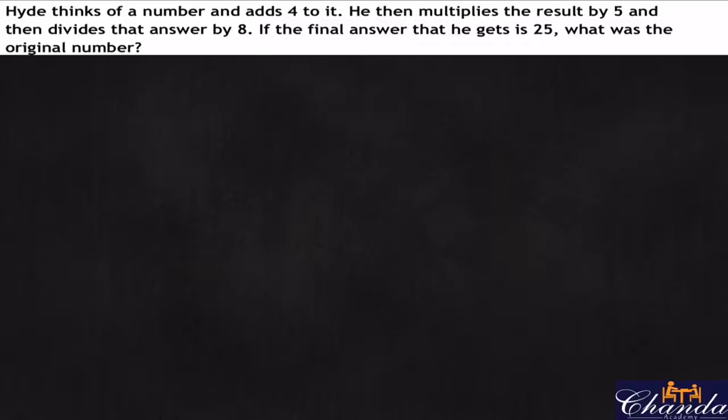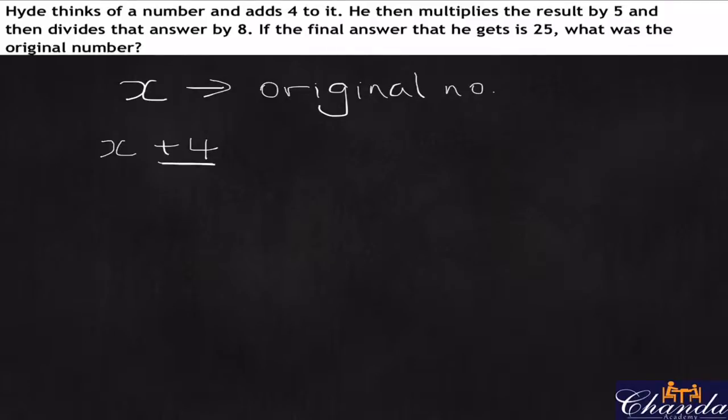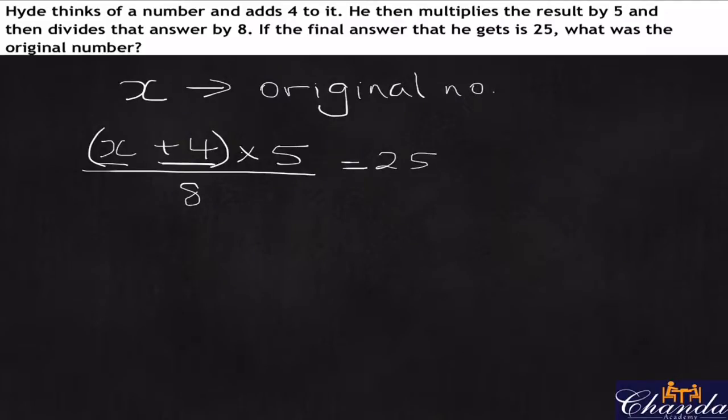So once again, guys, let's denote the original number as X. So that can be our original number. Now it says he thinks of a number and then he adds 4 to it. So that's X plus 4, because he's added the 4 to the original number, which was X. Then he multiplies that result. So he multiplies the result of X plus 4 by 5. And what he gets, he then divides by 8. So he divides that entire thing by 8. He then gets a final answer of 25. What was the original number?